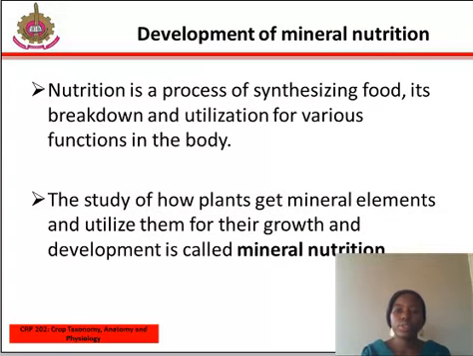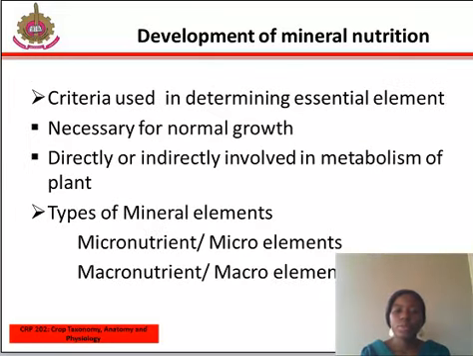Another learning outcome is the development of mineral nutrition. Nutrition is the process of synthesizing food, its breakdown and utilization for various functions of the body. The chemical substances in food are called nutrients. Examples are water, minerals, carbohydrates, protein, fats. Mineral nutrition is the study of how plants get mineral elements and utilize them for their growth. Apart from carbohydrates, which include elements such as carbon, hydrogen, and oxygen that are synthesized by the process of photosynthesis, a variety of elements are needed for survival.